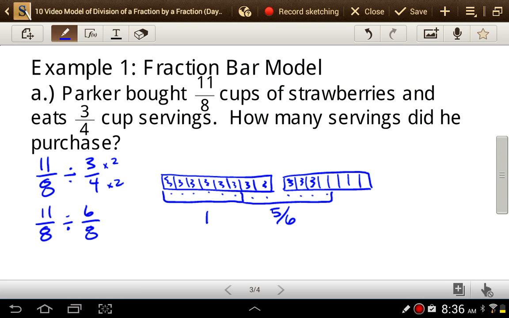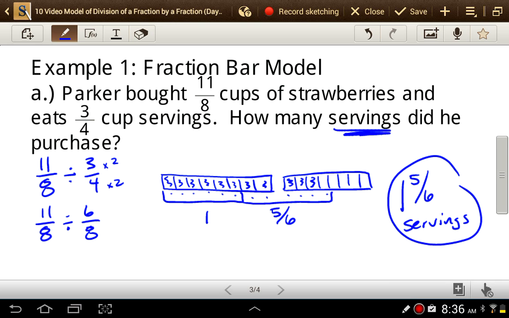Okay, 1 and 5/6 servings. It's a word problem. Don't forget your label. It says how many servings. That is my label. So look at your problem to know what your label is. Okay? So he had 1 5/6 servings of strawberries.